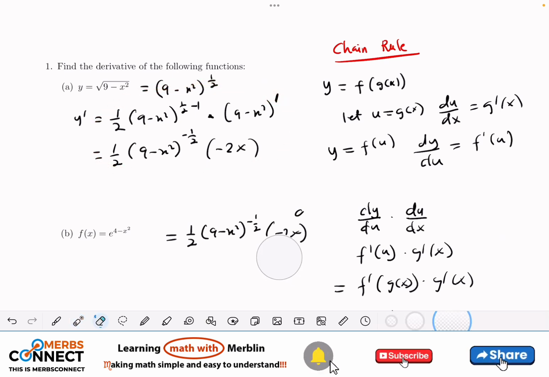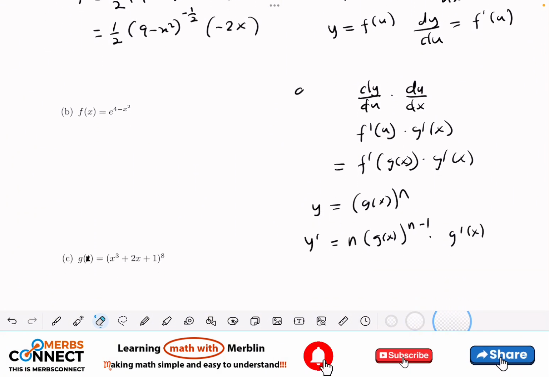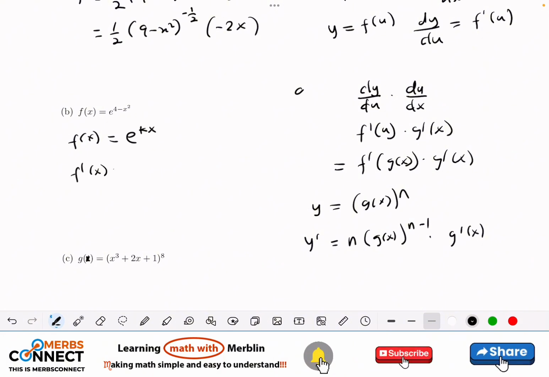Good. So we take more examples and then you understand it better. Let's look at B. Now we learned the exponential function, and we said if I have f of x equal to e to the power kx, then f prime of x is equal to k drops down and e to the kx, right?